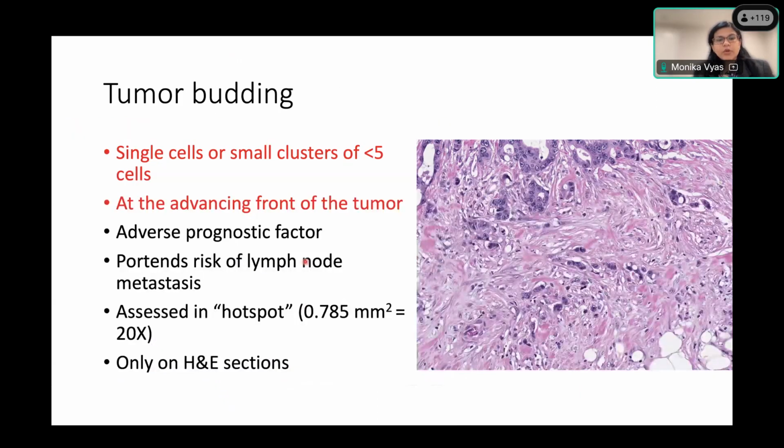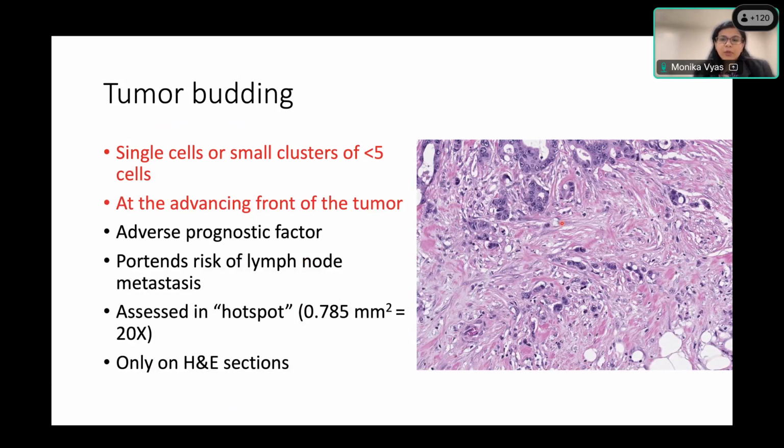So next we go to tumor budding. So tumor buds are defined as either single cells or small clusters of tumor cells, less than 5 cells in number, at the advancing front of the tumor. So that is also shown to be an adverse prognostic factor associated with a higher risk of lymph node metastasis.